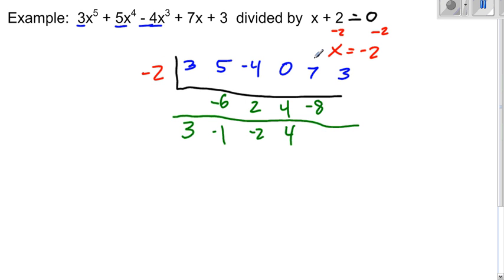Add straight down. Negative 1. Multiply diagonally. Positive 2. Finally, add straight down. 3 plus 2 is 5. Now the last number is your remainder.